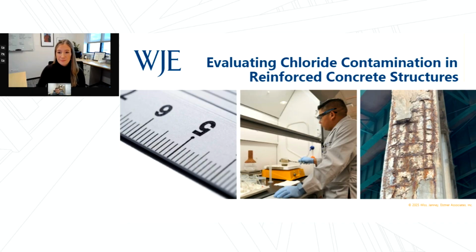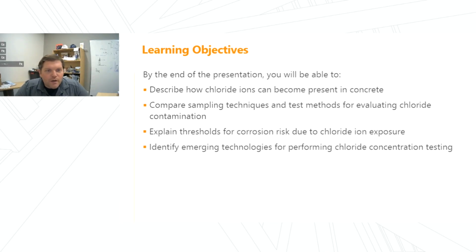So to kick us off, we'll just review the learning objectives for today. We're going to talk through how chloride ions can become present in concrete. We'll talk through some of the sampling techniques and associated laboratory evaluation methods for determining chloride contamination in different materials. We'll explain what different chloride contamination means as far as threshold for chloride-induced corrosion in reinforced concrete structures. And then we'll close out with a brief introduction into some emerging technologies that can either complement or begin to replace some of those laboratory chemistry methods.